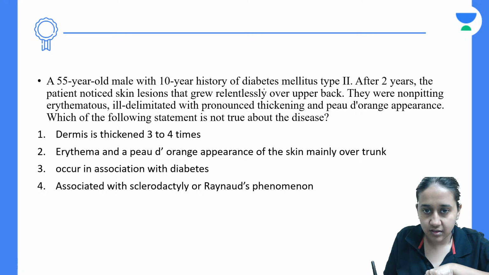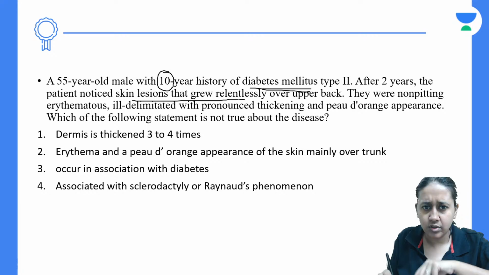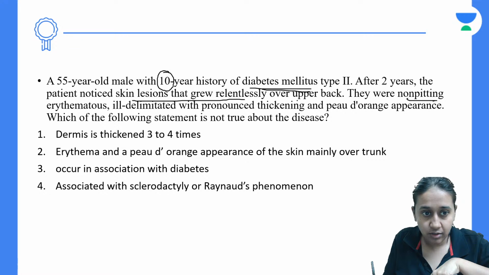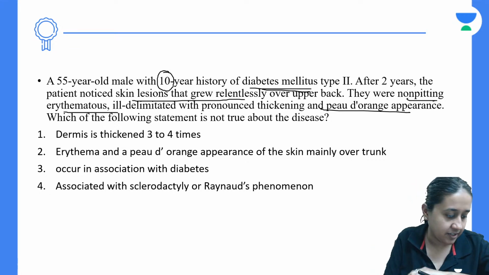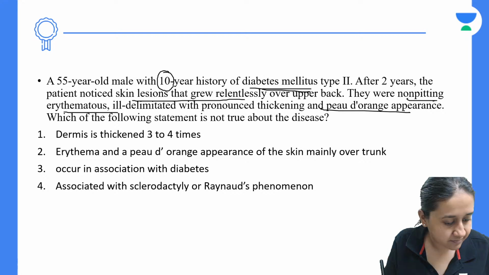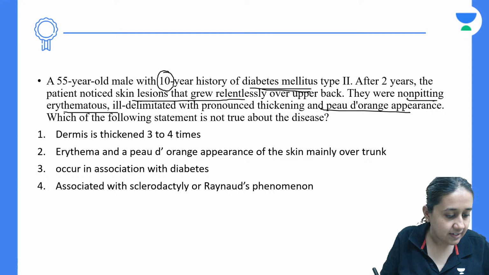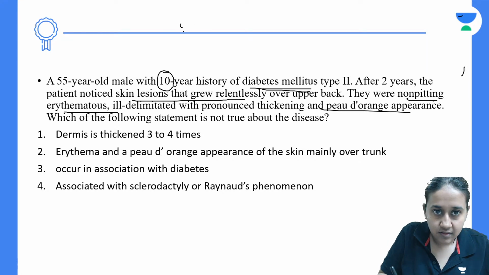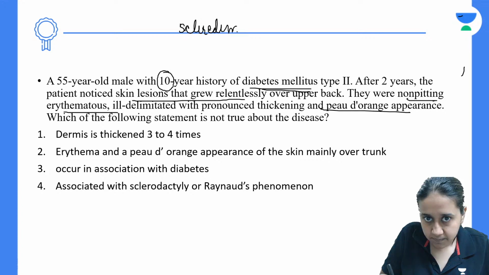A patient with history of diabetes mellitus since 10 years. The patient noticed that skin lesions have grown relentlessly over the upper back and these are non-pitting erythematous lesions with a peau d'orange appearance. What is the diagnosis? Please remember, it is a patient of scleroderma diabeticorum.